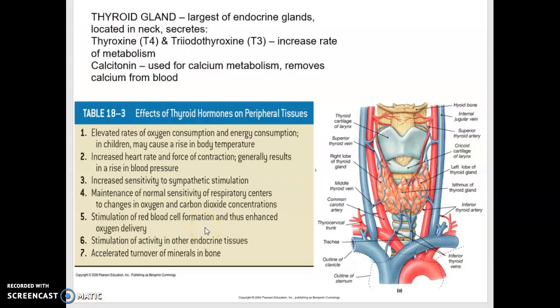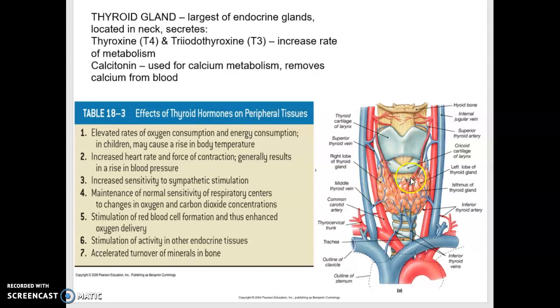Okay, moving on to some of our other glands and where they're at, what they look like, what they secrete, what they do. Here's our thyroid gland. And remember, this is the thyroid cartilage. Thyroid meant shield. So this is actually named after the thyroid cartilage, even though most people are probably more familiar with hearing about the thyroid gland.